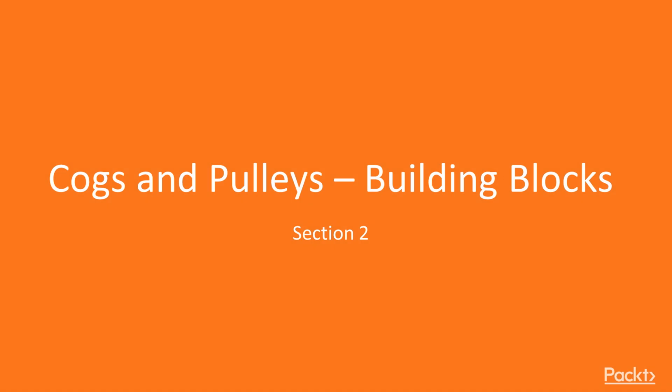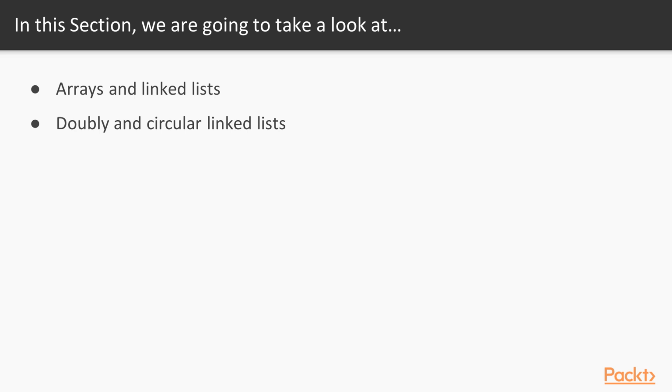Hello, welcome to a new section of the course, Cogs and Pulleys, Building Blocks. Data structures don't have any use without algorithms to manipulate them, and algorithms cannot work without data structures. Some of the most common ways of storing a collection of values have their own names. We will discuss them in this section. They are arrays, linked lists, doubly linked lists, and circular linked lists.